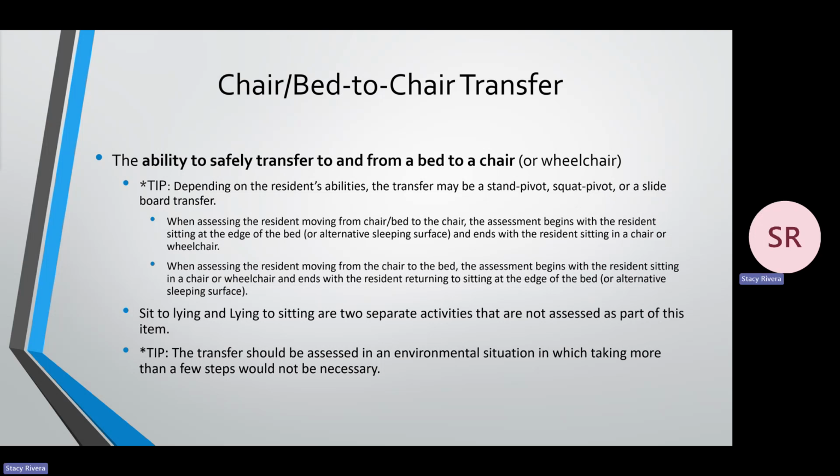When assessing the resident moving from bed to the chair, the assessment begins with the resident sitting at the edge of the bed or an alternative sleeping surface and ends with the resident sitting in a chair or wheelchair. When assessing the resident moving from the chair to the bed, the assessment begins with the resident sitting in the chair or wheelchair and ends with the resident returning to sitting at the edge of the bed or alternative surface.